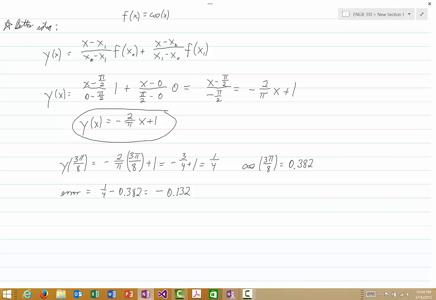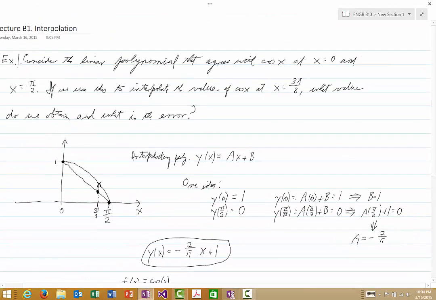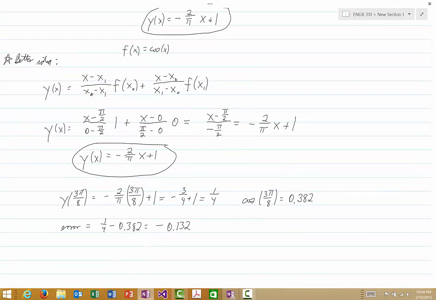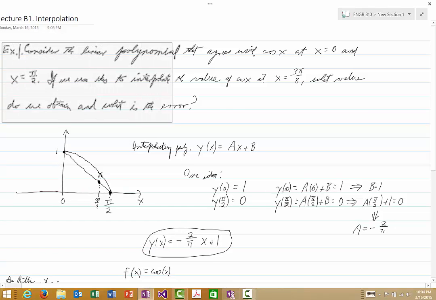Now, I would imagine that all of you right away are thinking, well, if we had used more points originally rather than just 2, if we had used perhaps 3 points, then we could have gotten a better interpolatory function. And so that will be the next example. We'll say example 2.